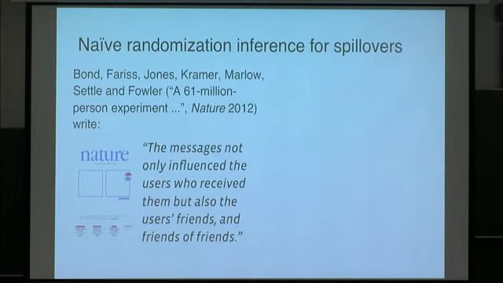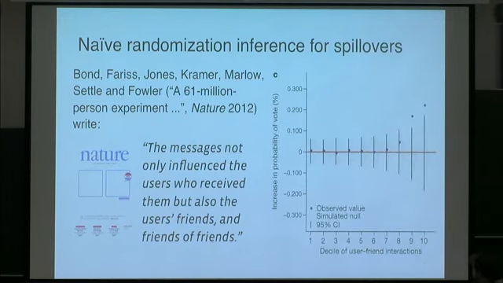Where they have this get-out-the-vote message on Facebook, and you can see whether this actually causes people to vote, because voting records, whether people vote, are public in the US, and so you can join the data and see whether people vote. So they say the messages not only influence the users who receive them, but also the user's friends and the friends of friends. So where does this evidence come from?